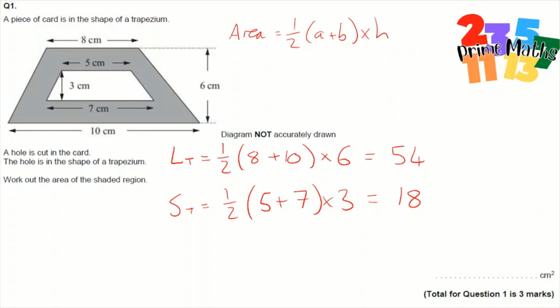It wants to work out the area of the shaded region. The shaded region is the large trapezium take away the small trapezium, which is 54, take away 18, which gives us an area of 36 centimetres squared.